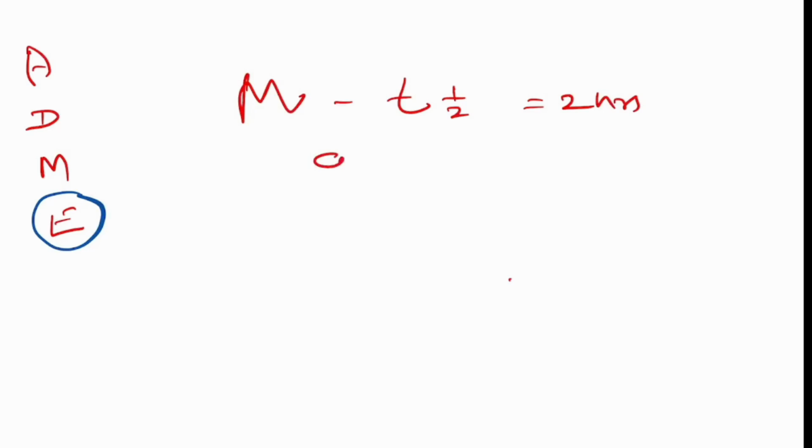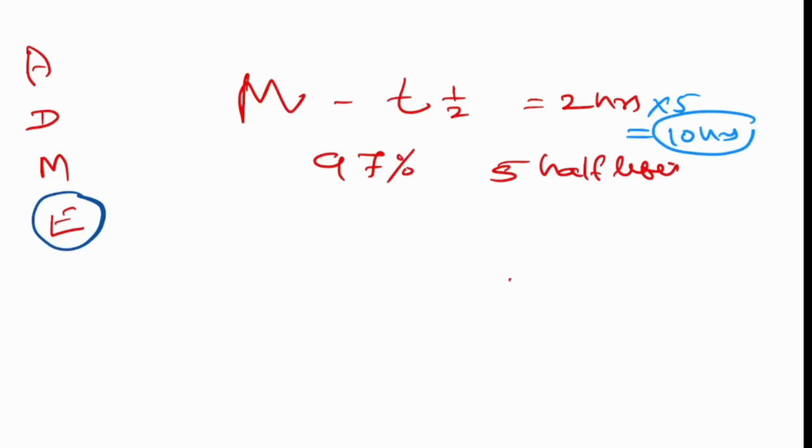When will 97% or almost all the drug be eliminated? Approximately 5 half-lives. So 2 into 5 is equal to 10 hours. So 97% of morphine will be excreted.